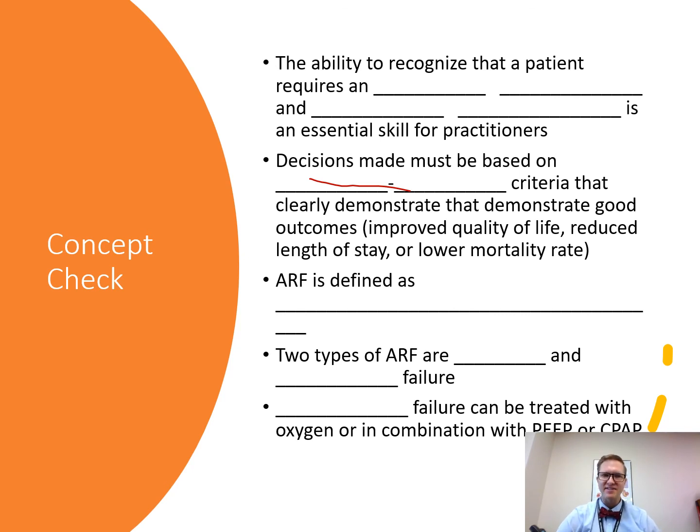ARF is defined as the inability to maintain adequate oxygen uptake and carbon dioxide clearance. Yep, that's the official definition. Adequate oxygen uptake and carbon dioxide clearance. There are two types of ARF, acute respiratory failure. They are hypoxemic respiratory failure and hypercapnic failure. Hypoxemic respiratory failure can be treated with oxygen, or FiO2, right, or in combination with PEEP or CPAP, something that increases pressure, especially for those refractory hypoxemic patients.